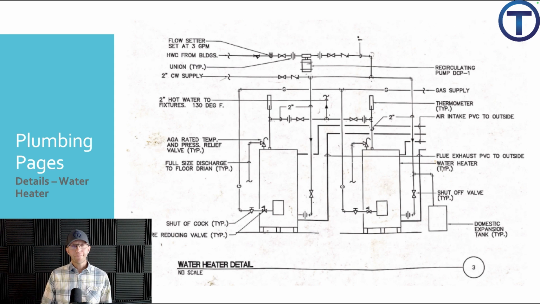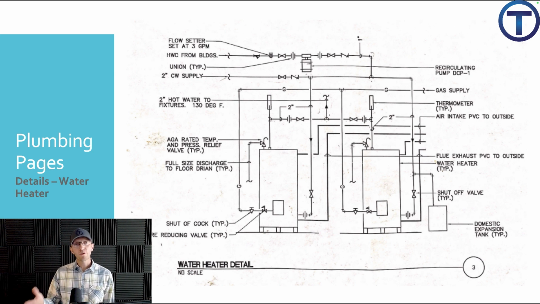Let's look at a different type of diagram. This is a water heater detail. Now, take a look at this. Try to wrap your head around this. There's a lot going on here, a lot of pipes. This is where, once again, maybe coloring it would help to differentiate different lines and what's happening where.